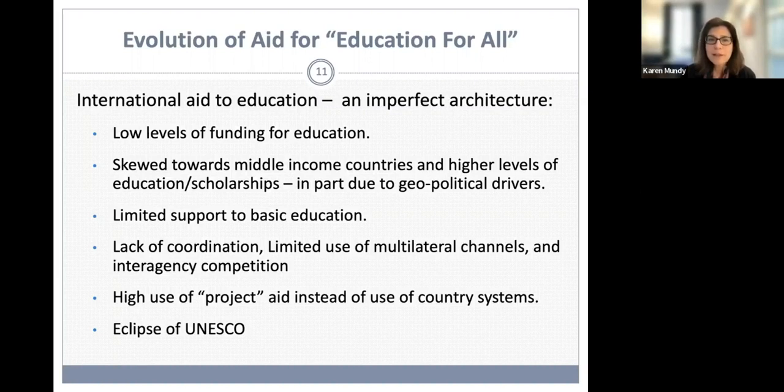Overall, despite lots of effort to coordinate and to make sure at the country level that there's coordination among different actors, that coordination has been flawed. And over time, as compared, we'll see later, to health, in education, there's a lot less use of multilateral channels and a lot more interagency competition.